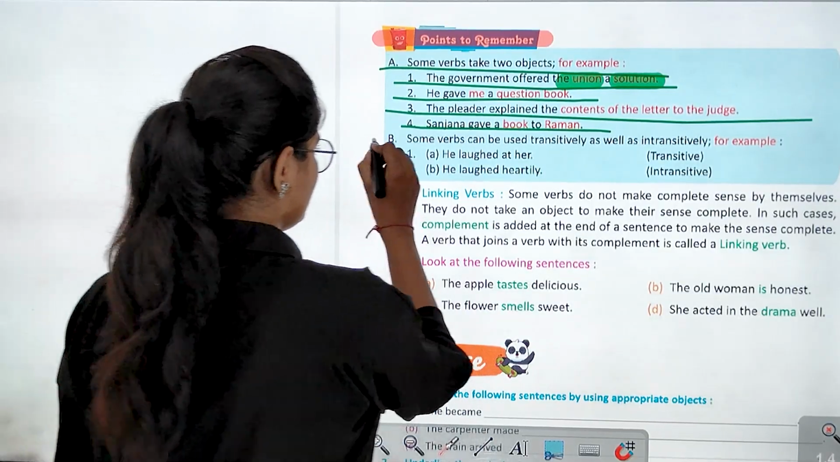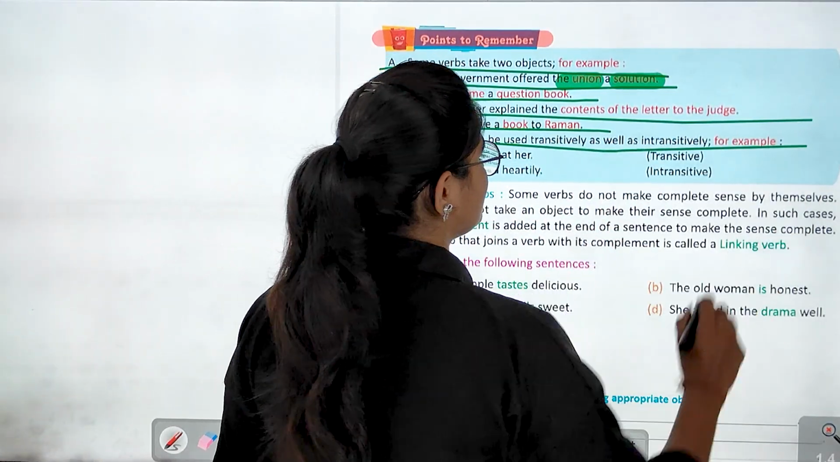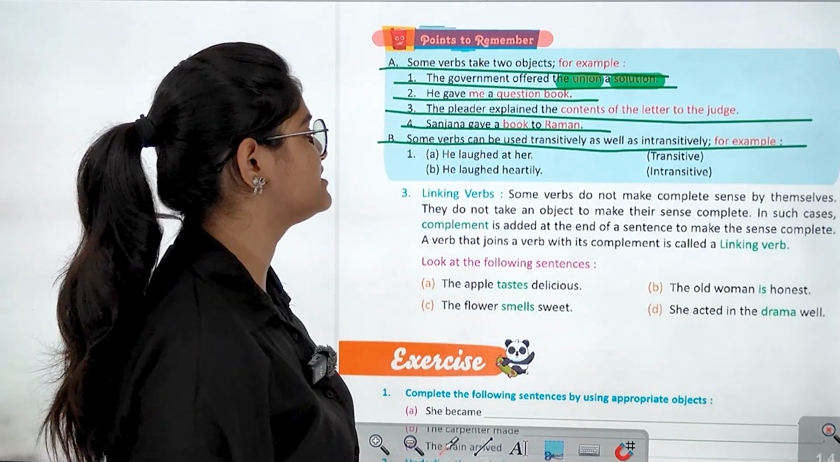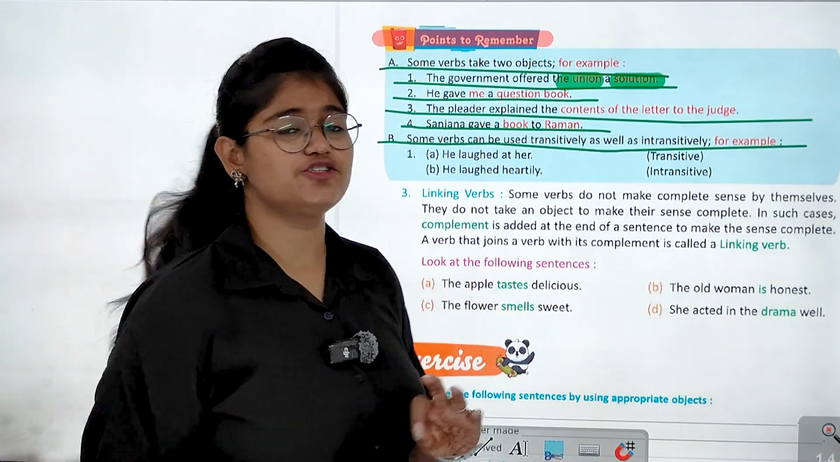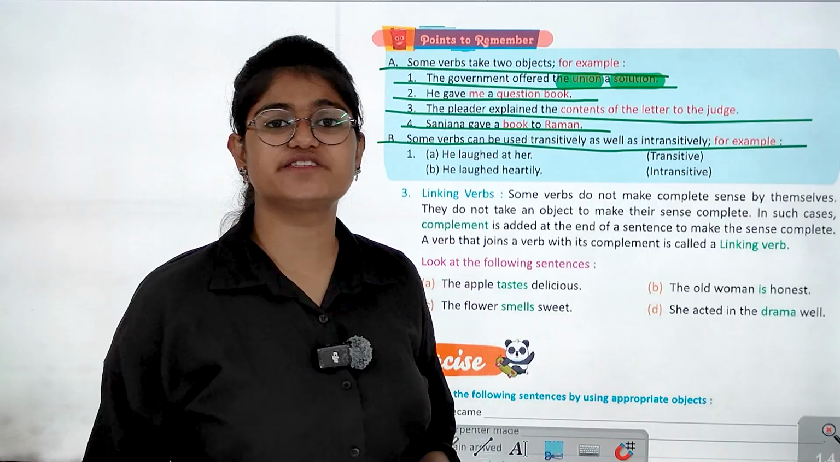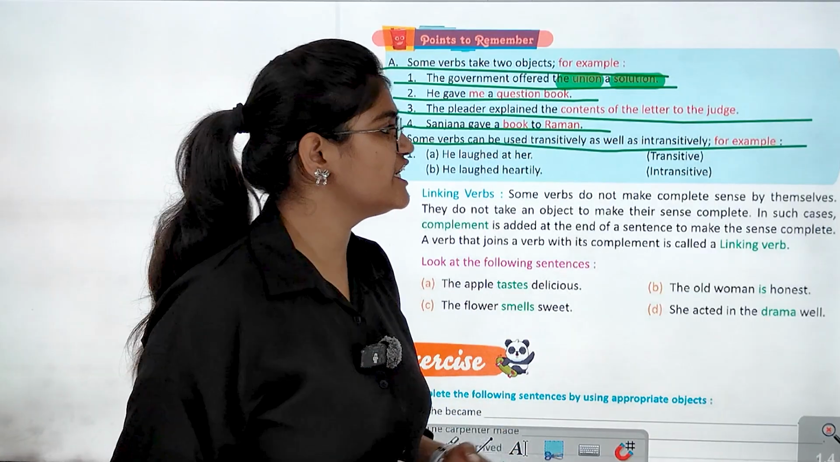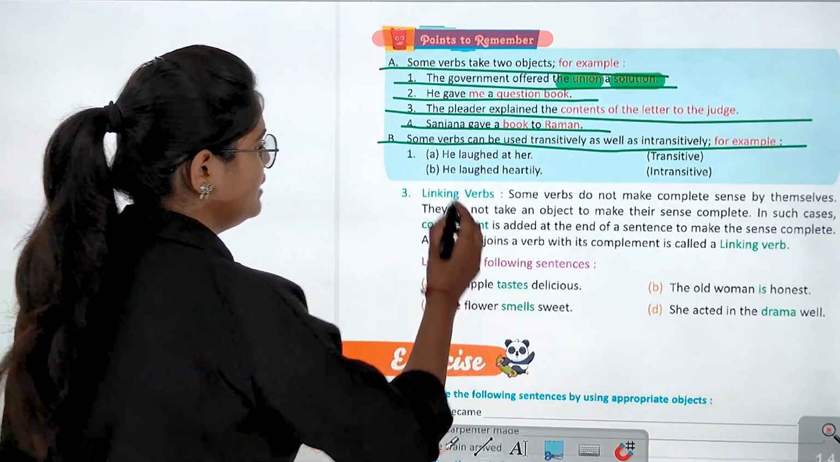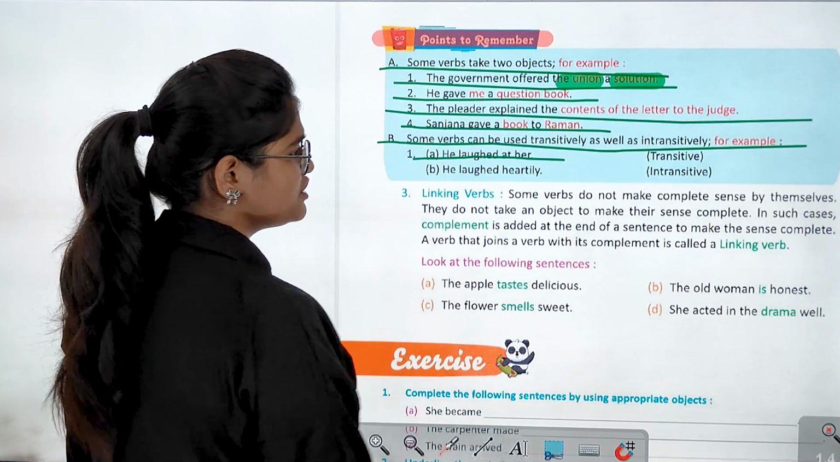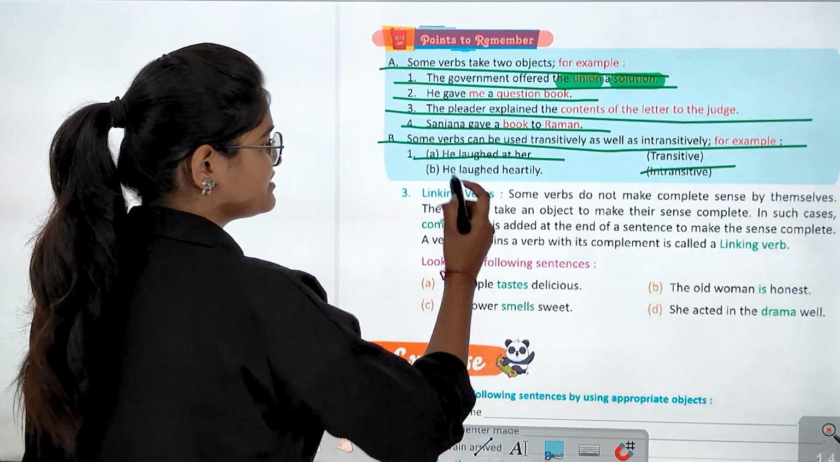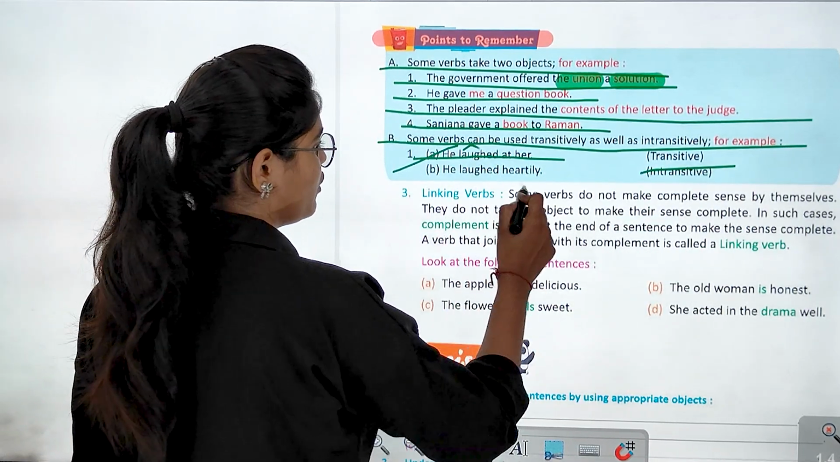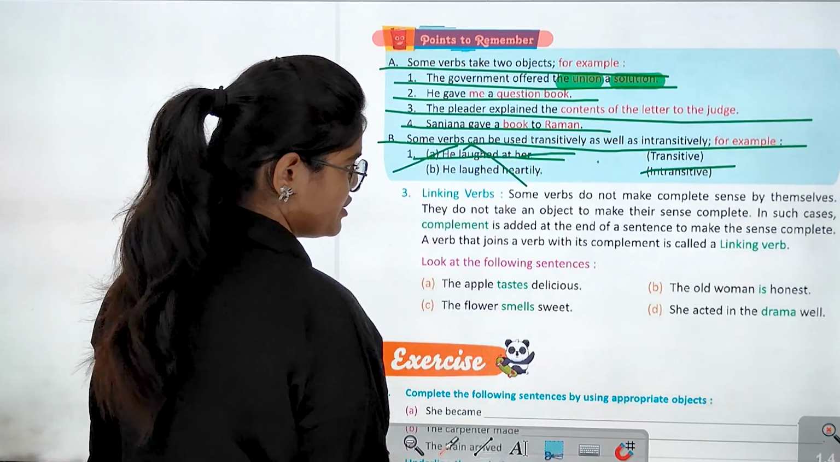After that, some verbs can be used transitively and as well as intransitively. कि कुछ verbs हैं जो कि transitively और intransitively दोनों ही तरीके से यूज की जा सकती है. जैसे कि एग्जाम्पल है he laughed at her. So this is transitive. Why? Because it is having a subject, a verb as well as an object, right?